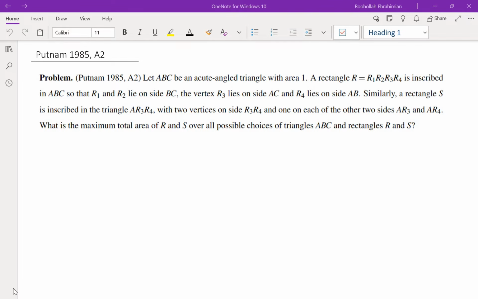Hello, in this video we're going to go over a rare geometry problem from the Putnam Math Competition. This is problem A2 from the 1985 Putnam Math Competition. So here is the problem.